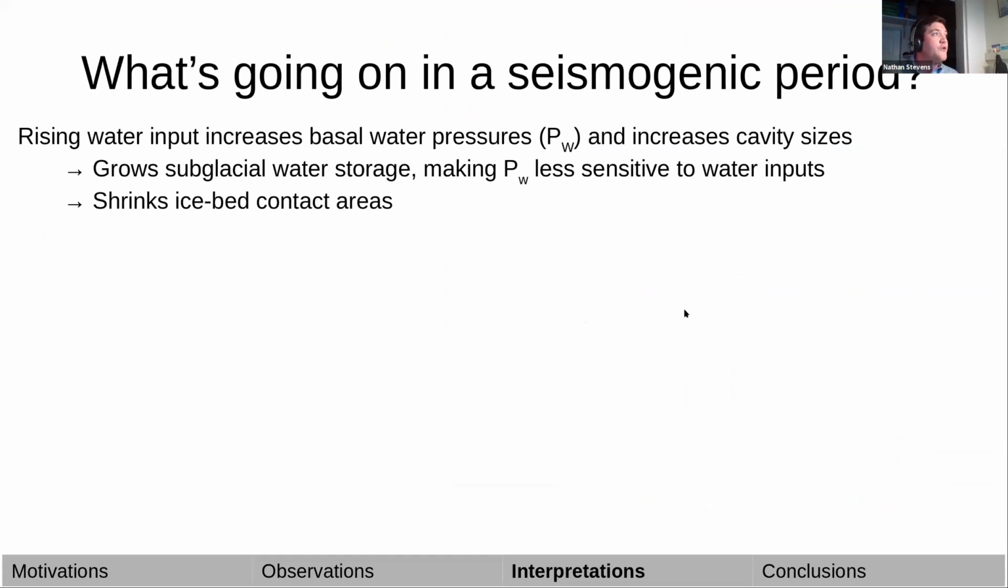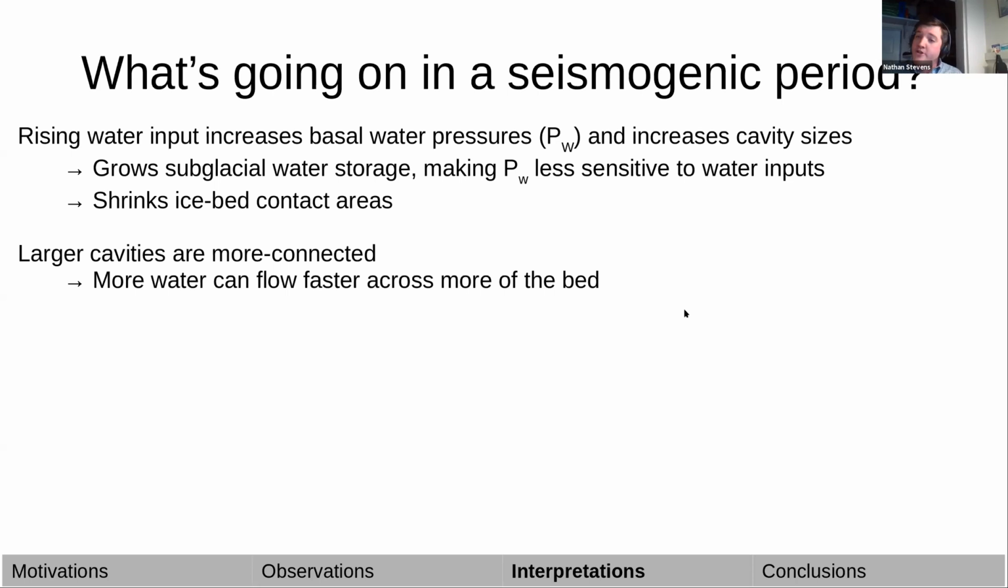As water input rises, we increase basal water pressure, and this grows our cavities that we had before in that first picture. So this grows subglacial storage, and it makes the system less sensitive to water inputs for pressure variations. This also shrinks the ice bed contacts. Then with the larger cavities, we have a more connected subglacial drainage network, so more water can flow through the system with greater speed.